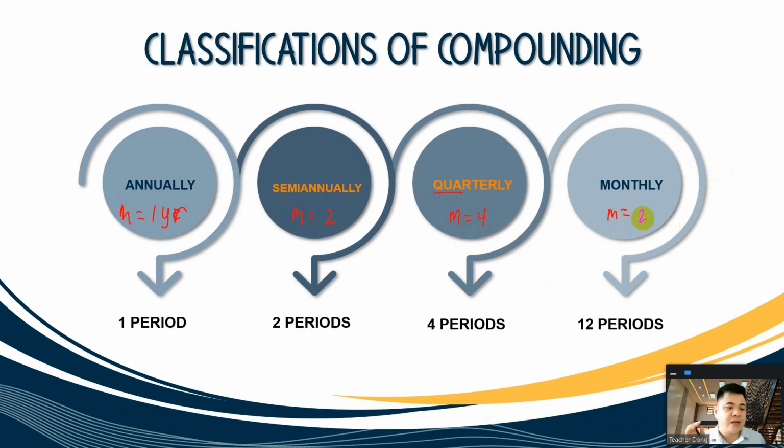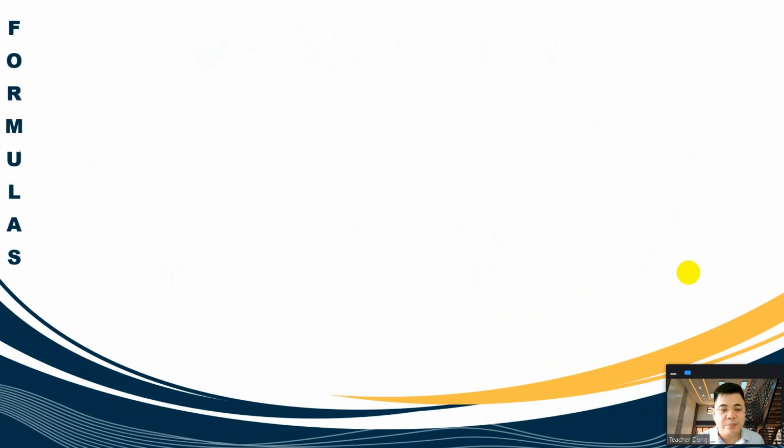So to sum up, again, for annually, we have 1 period. These are the values of M that you are going to encounter whenever you solve problems. And then we have semi-annually with 2 periods. Quarterly, we have 4 periods. Monthly, we have 12 periods.